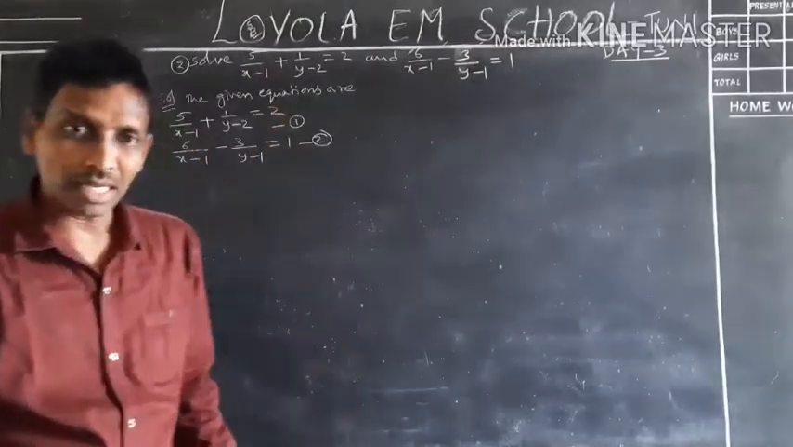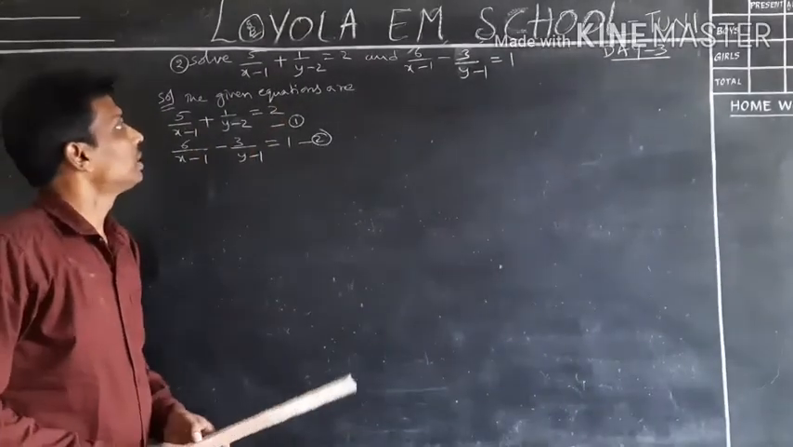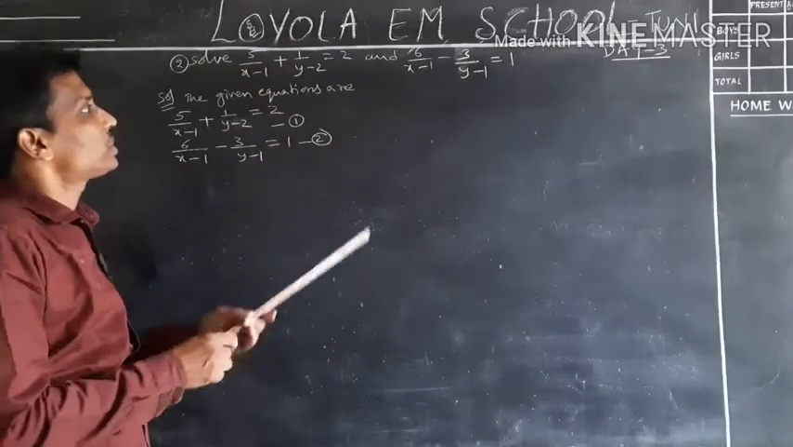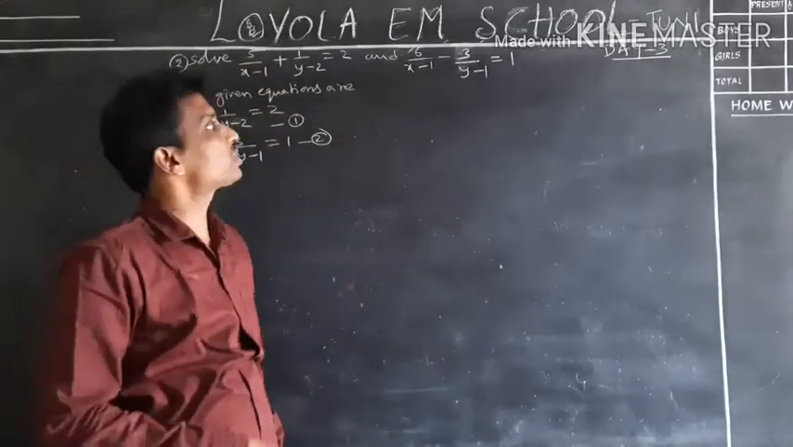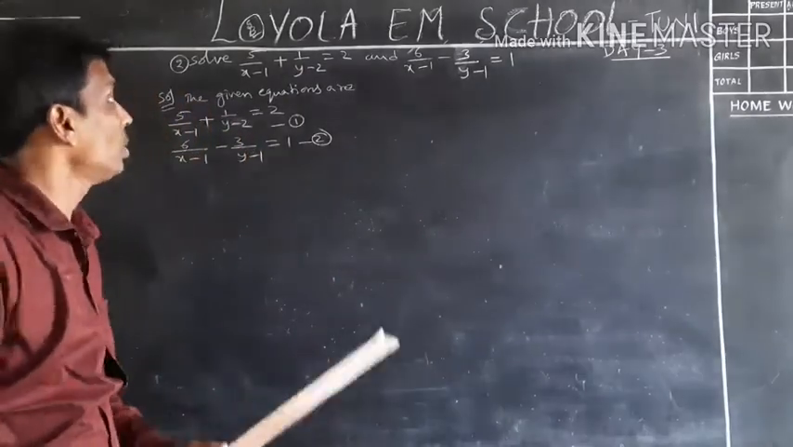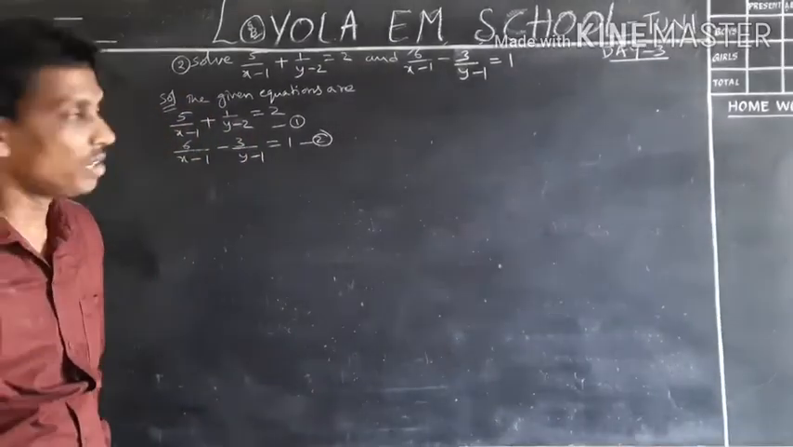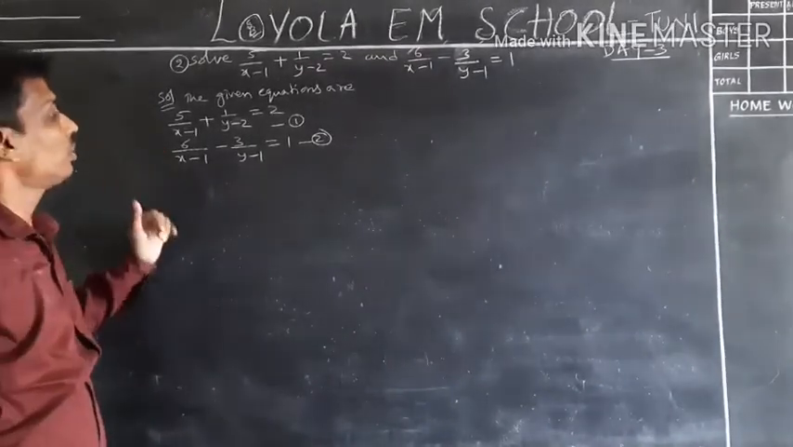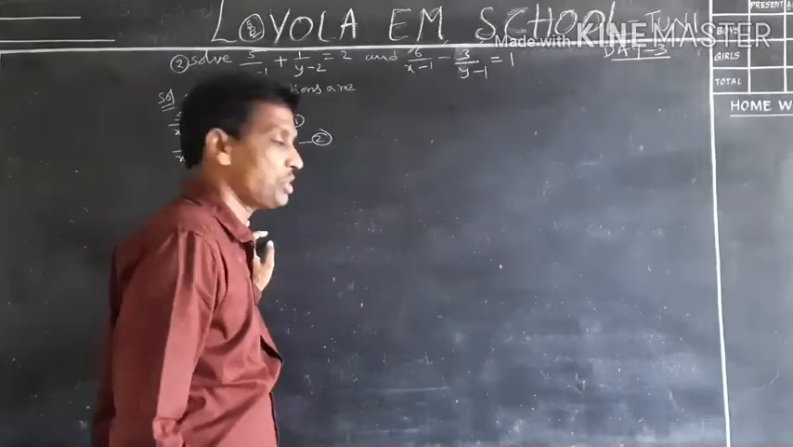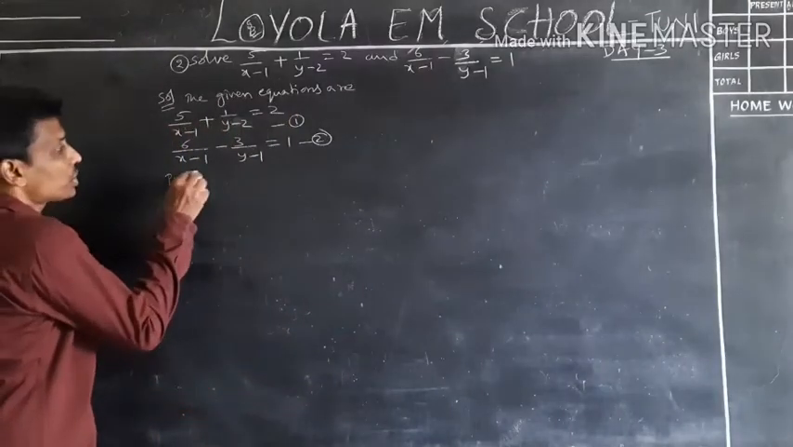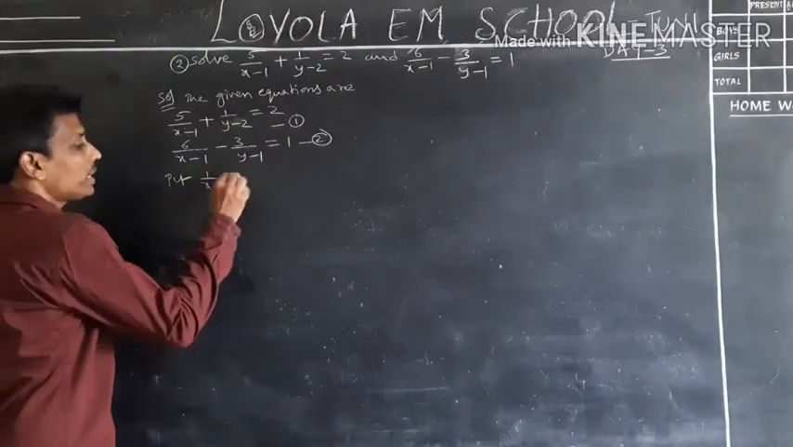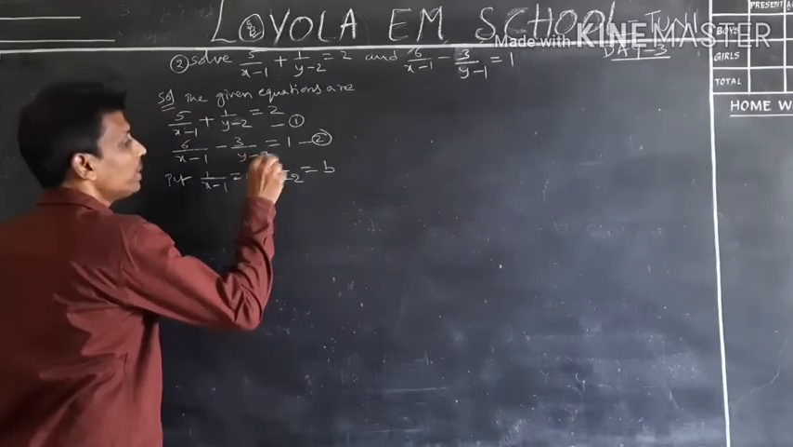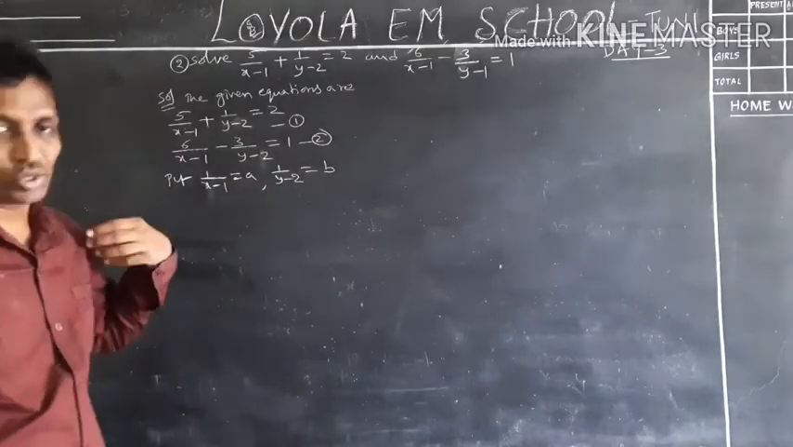Okay children, let us go through the second problem. This is another method. Solve 5 by x minus 1 plus 1 by y minus 2 is equal to 2 and 6 by x minus 1 minus 3 by y minus 2 is equal to 1. These equations we are asking to solve. At first we are writing the given equations. Here also we need to take a substitution. That is, put the denominator 1 by x minus 1 is equal to a, 1 by y minus 2 is equal to b.